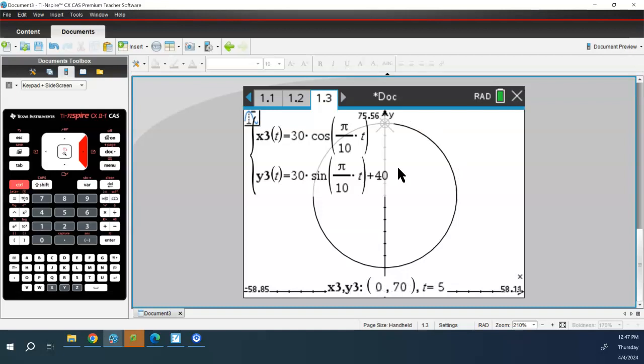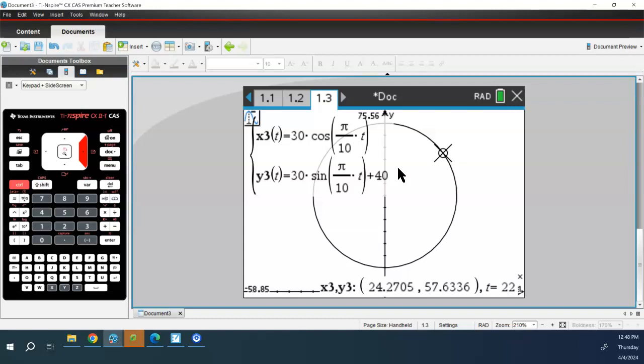Is that where we should be? Yeah. 70 feet off the air? Yep. Okay. 10 seconds gets me to the other side. 15 seconds gets me to the bottom. 20 seconds gets me back to the start. 2 more seconds puts me there.